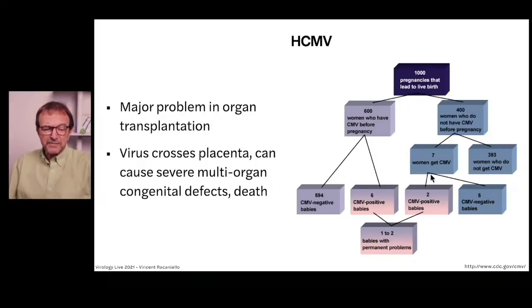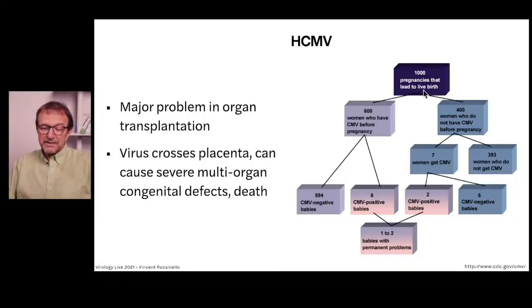This is a big deal in organ transplantation because everybody has this virus, and when you're immunosuppressed so you don't reject the organ, it can reactivate cytomegalovirus with pathogenic consequences. The other issue is that this is one of the TORCH agents that can cross the placenta. So a pregnant mother can transmit the virus to the developing fetus, and that baby can have multi-organ congenital defects and deaths. And this is a chart from the CDC which shows you the numbers.